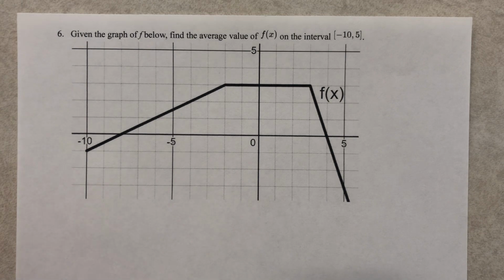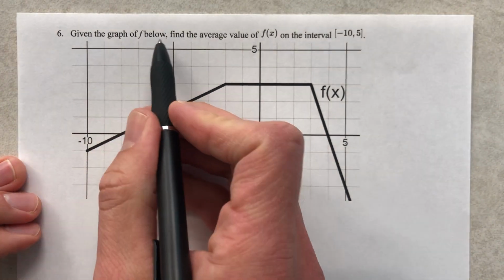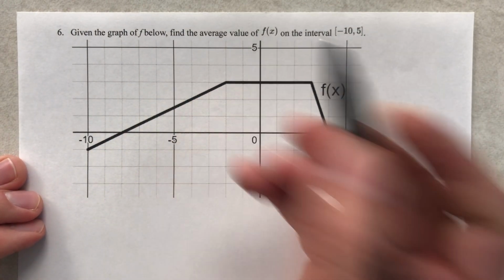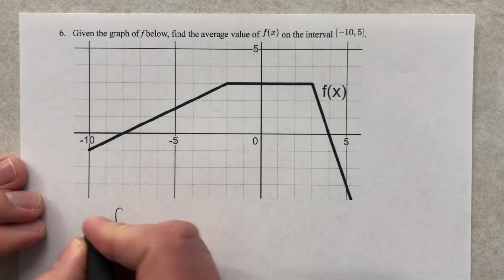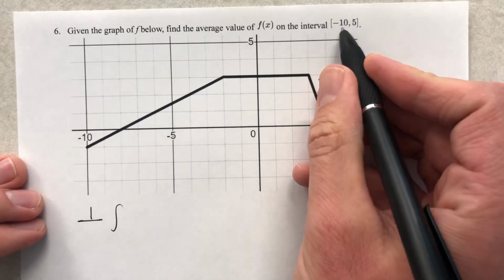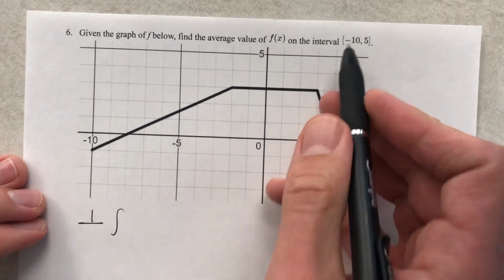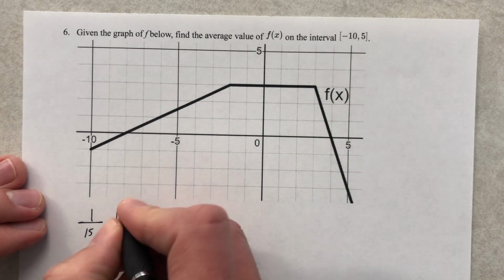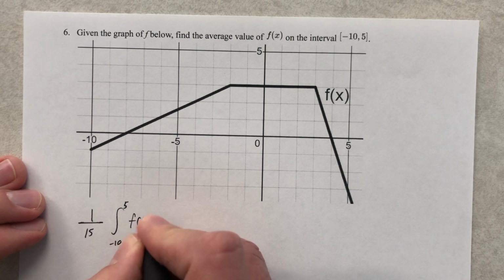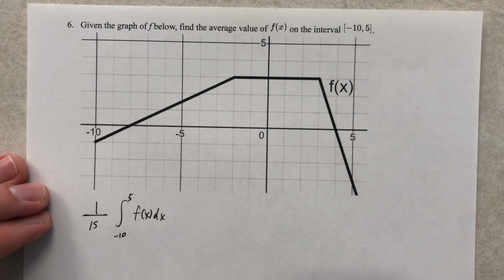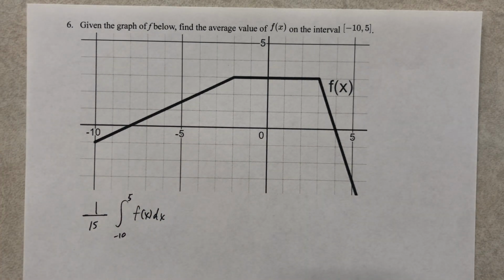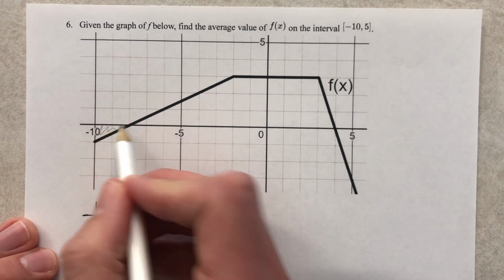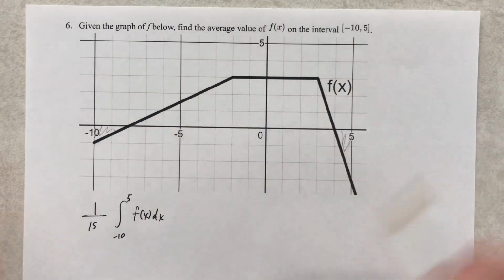We'll use black. Given the graph of f below, find the average value of f. Oh, average value, I can do that. So interval from where to where? Negative 10 to 5. Negative 10 to 5 is 15 units wide, so it's 1/15 times the integral from negative 10 to 5 of f of x dx. Well, I'm going to find the average value, and therefore I need to find the area, and negative is below the x-axis, positive is above.